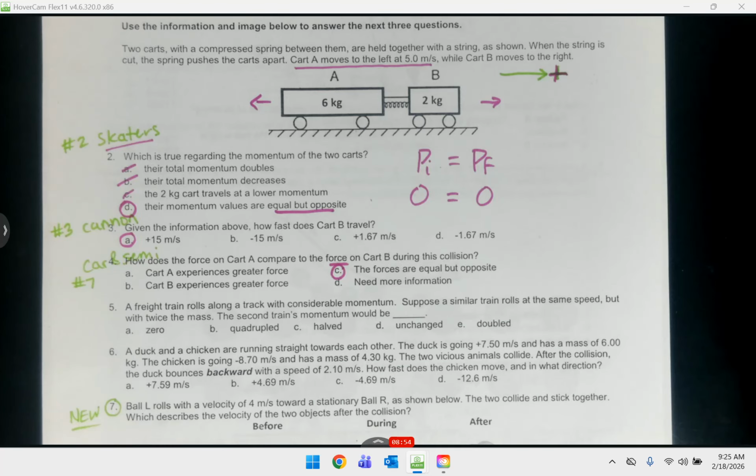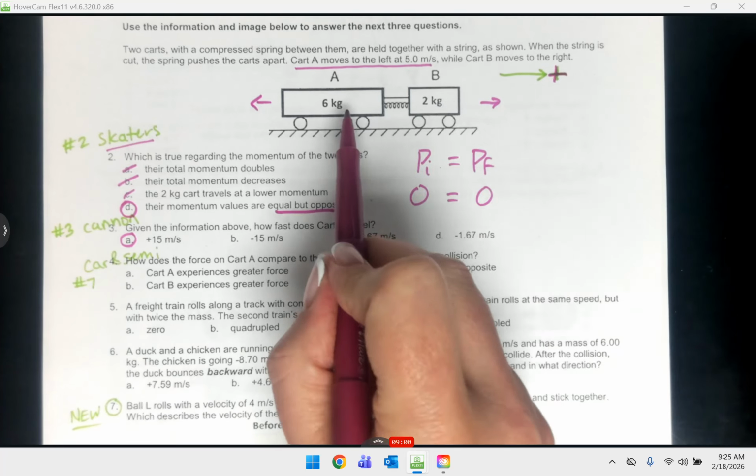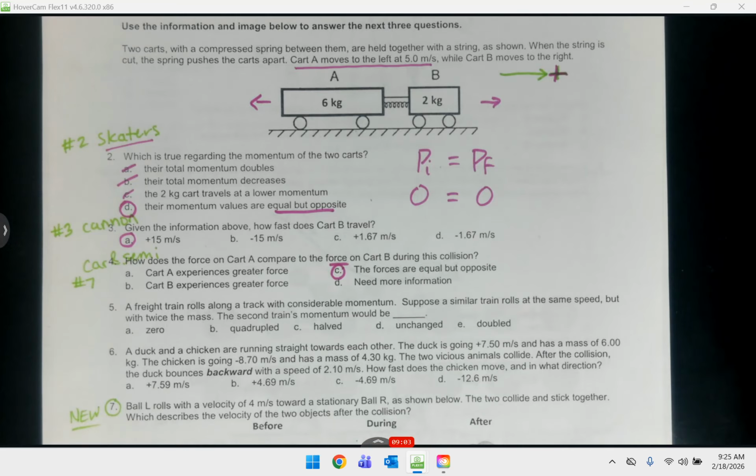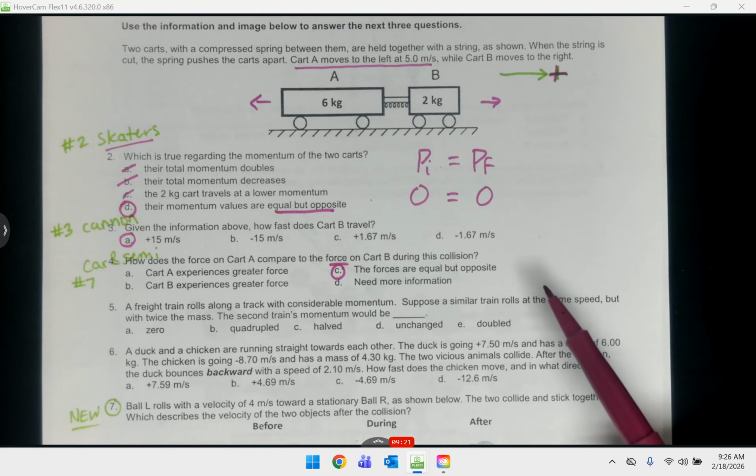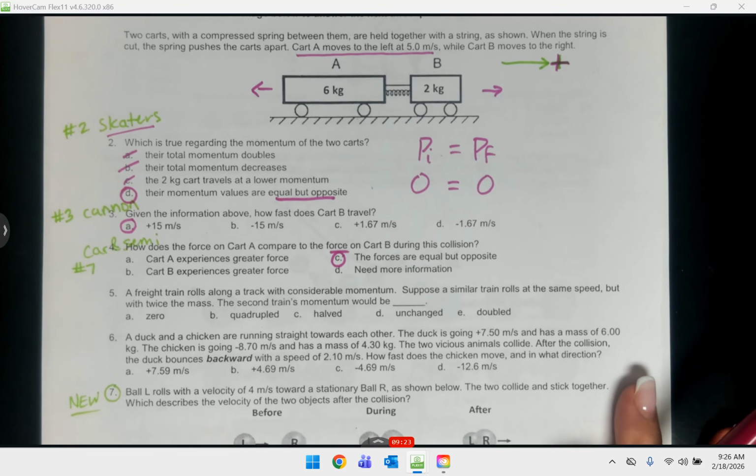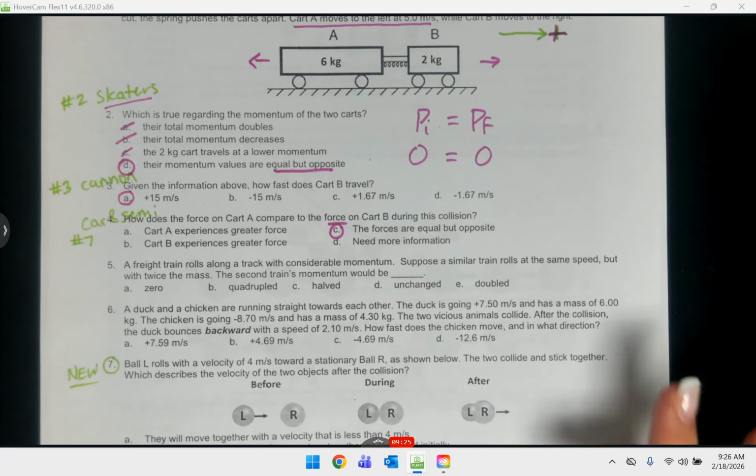Even though their masses are different, it's still a force pair. We still apply Newton's third law. So the force applied to cart A is equal and opposite to the force applied to cart B. It's a force pair. Now that does mean that they have different accelerations because they have different masses, but we're not being asked about that here. Instead, we're just being asked to compare the forces. If you watch the other video, I go over the difference in the acceleration as a result of the different masses. And you're welcome to watch that because that is something you should know as well.